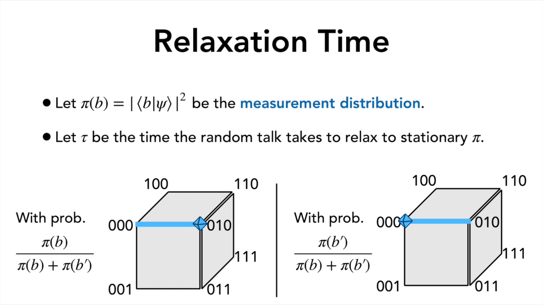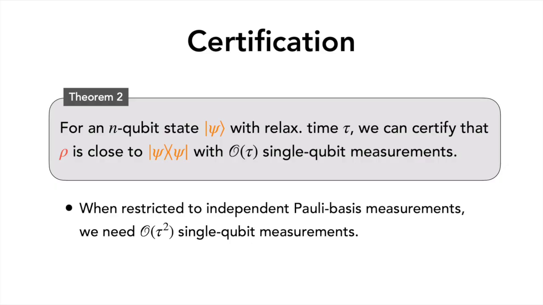And now with this concept of randomly walking on a high dimensional cube, we can essentially state theorem 2, which is on page 37. It says that for any n-qubit state psi that we have in mind, that we wanted to check if the real world actually has generated, with a relaxation time of tau, we will be able to certify if the state in the real world is close to the state in our mind by performing order tau single qubit measurements.